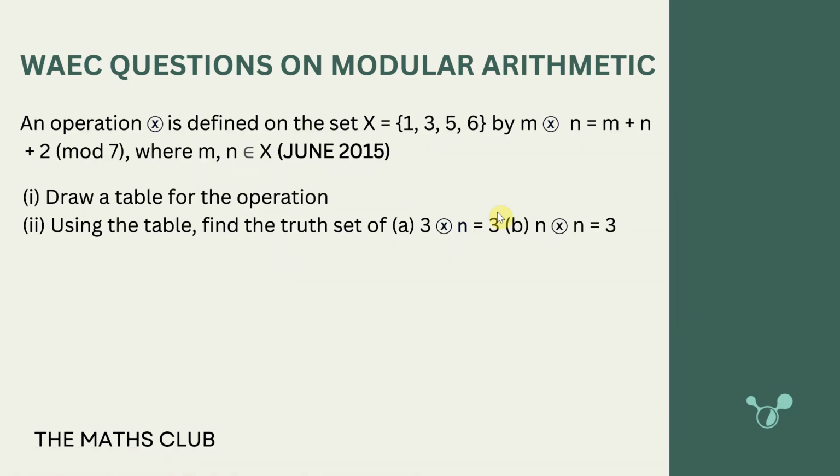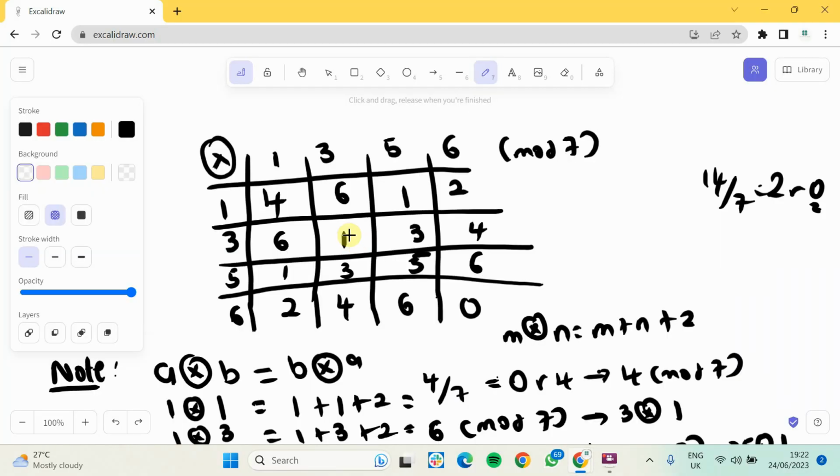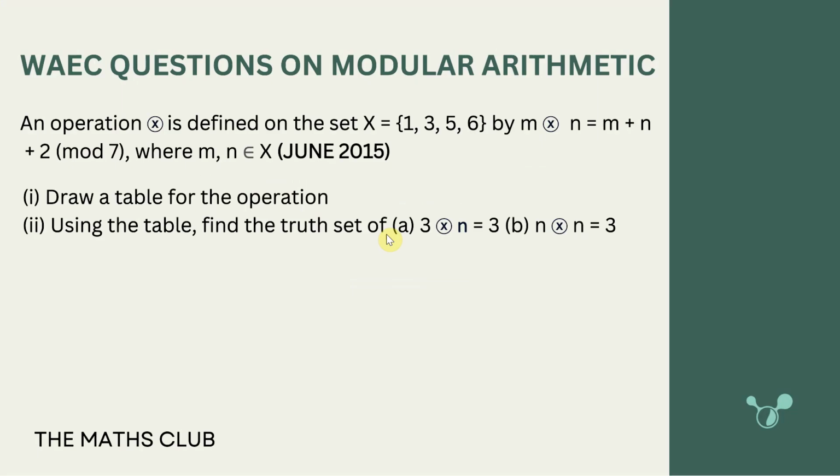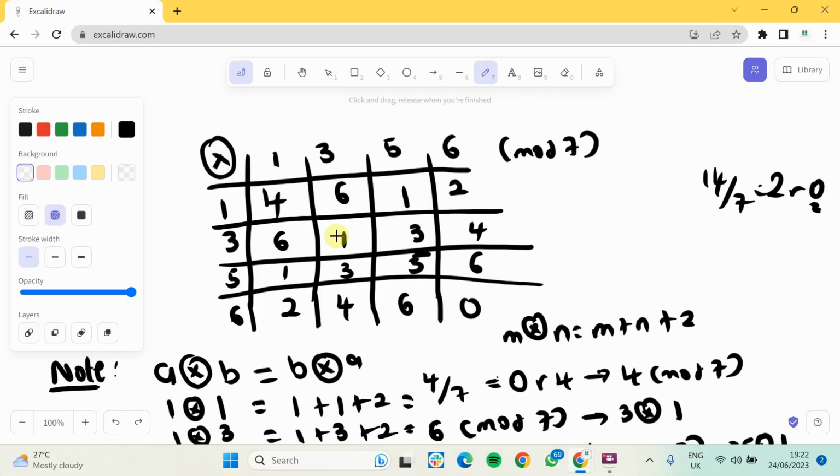I remember it's a truth set. A truth set is going to be defined by curly brackets, like we said in the previous video. So what operator will I use on 3 that will give me 3? 3 by 1 is 6, 3 by 3 is 1, 3 by 5 is 3. So only 3 by 5 would give me 3 on this operator.